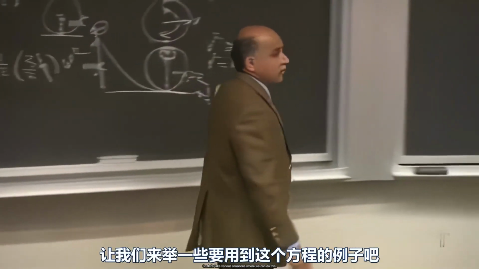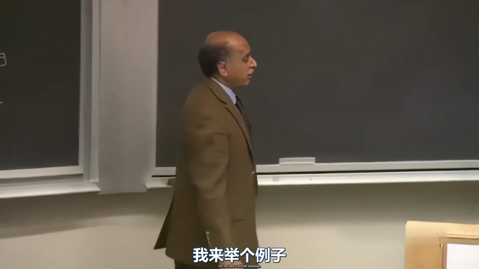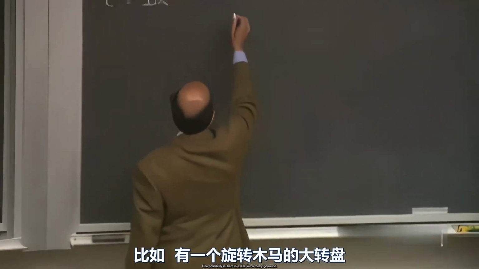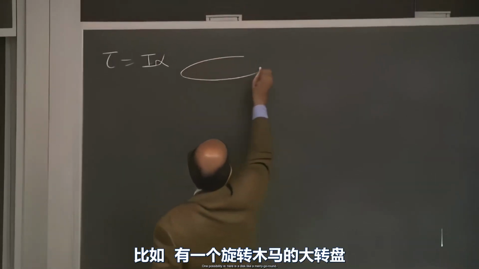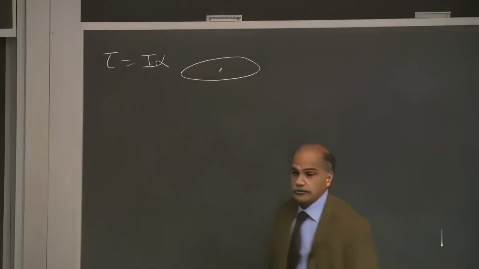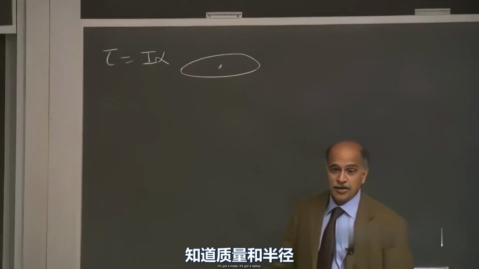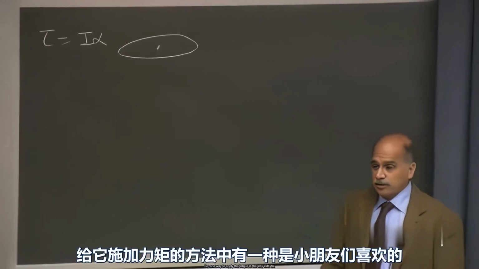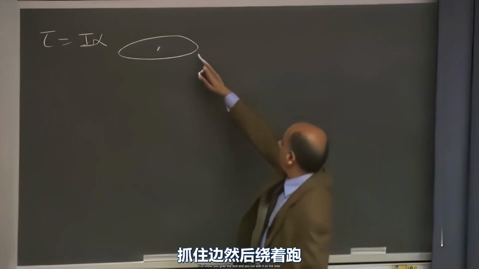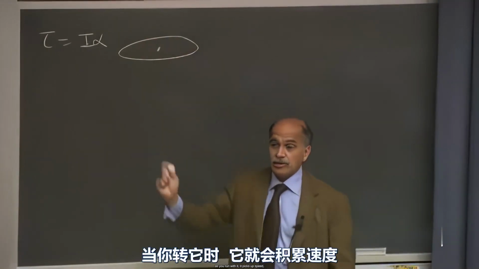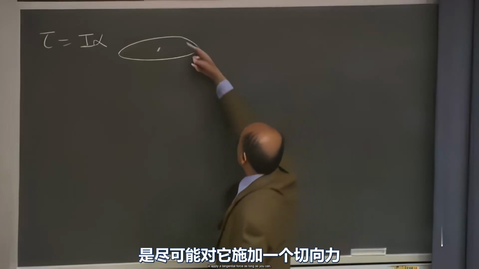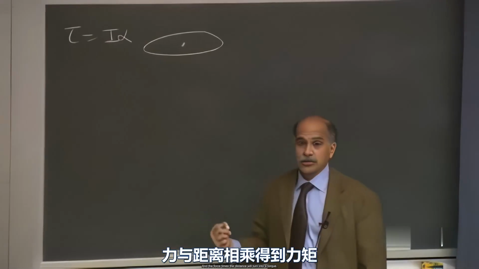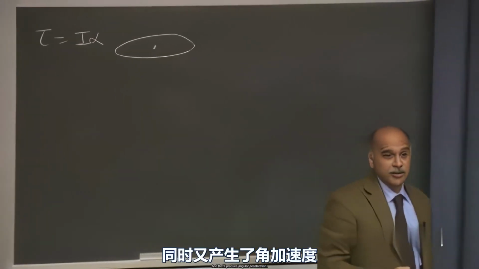So let's take various situations where we can do this. So let me take a simple example. You can make up your own problem, doesn't matter, but get practice. One possibility is, here is a disk, like a merry-go-round. It's sitting still. It's got a mass, it's got a radius, and I want to apply a torque. So one way to apply the torque is the way kids do. You grab this end and you run with it on the side, and as you run it, it picks up speed. But what you're trying to do is apply a tangential force as long as you can. And the force times the distance will turn into a torque, and that will produce angular acceleration.